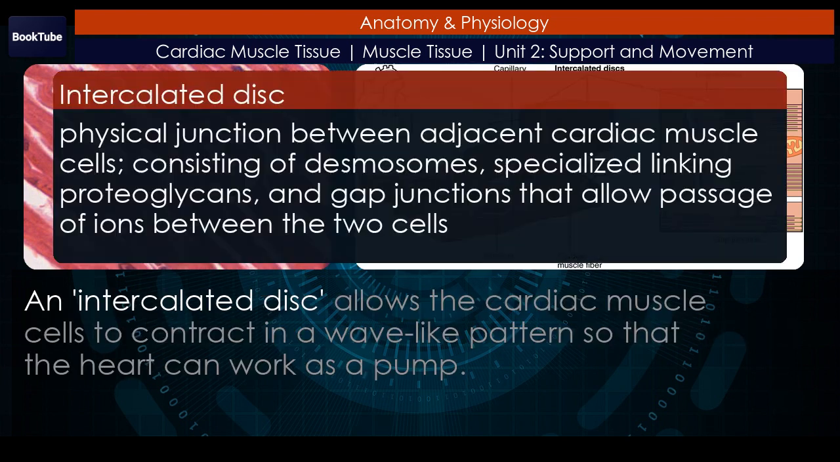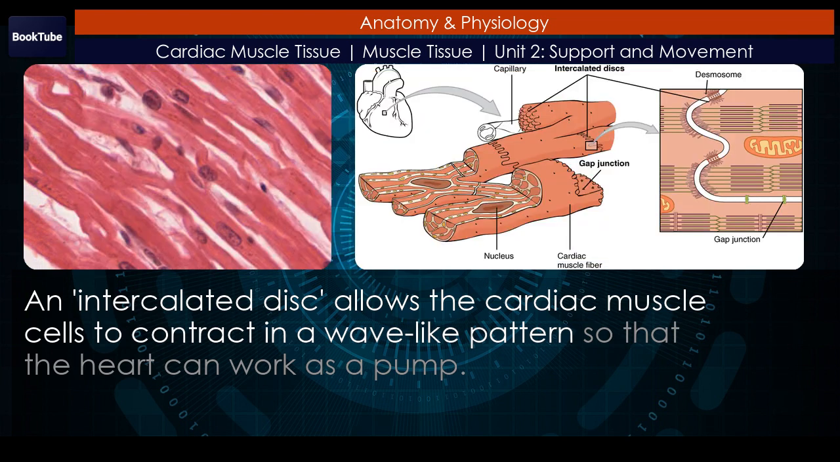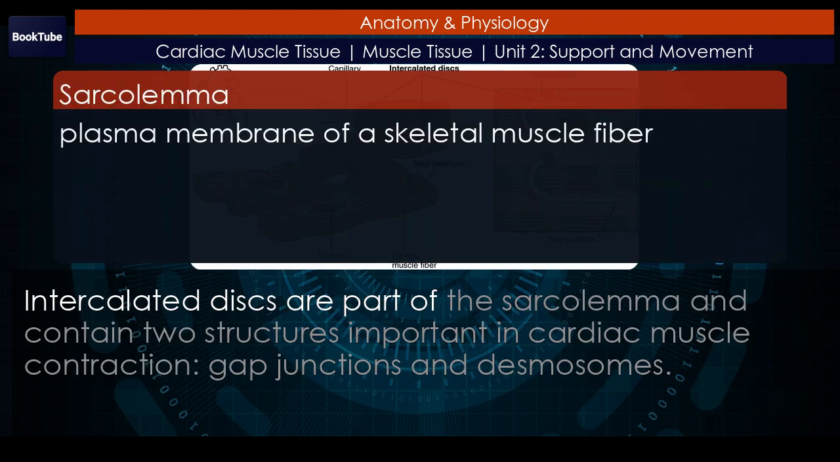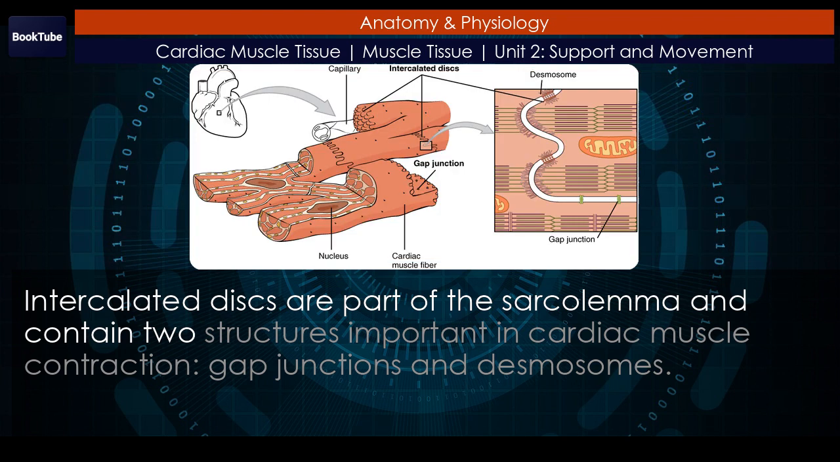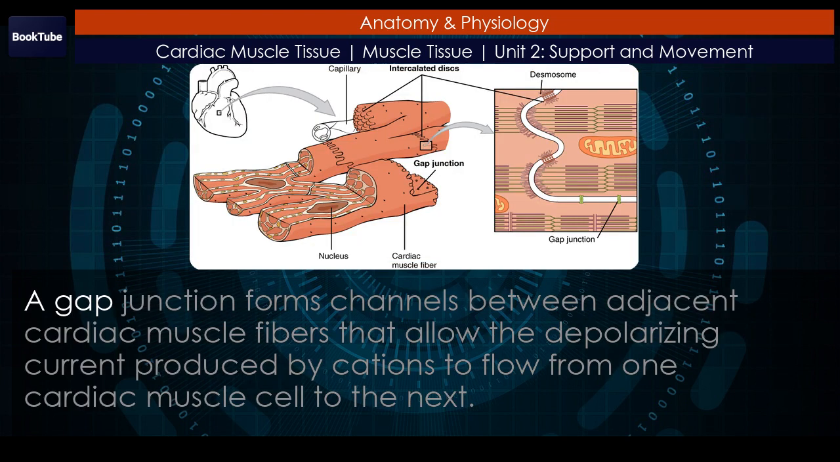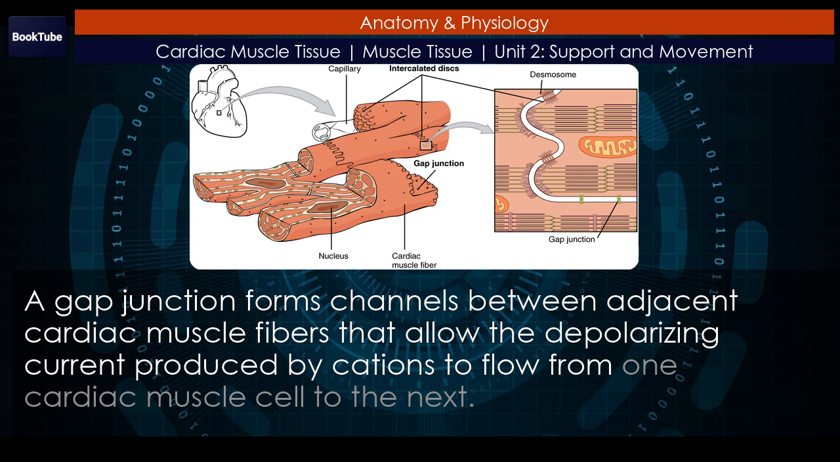An intercalated disc allows the cardiac muscle cells to contract in a wave-like pattern so that the heart can work as a pump. Intercalated discs are part of the sarcolemma and contain two structures important in cardiac muscle contraction: gap junctions and desmosomes. A gap junction forms channels between adjacent cardiac muscle fibers that allow the depolarizing current produced by cations to flow from one cardiac muscle cell to the next.